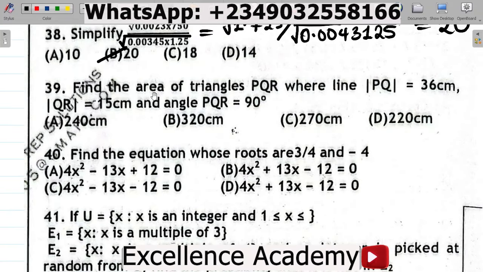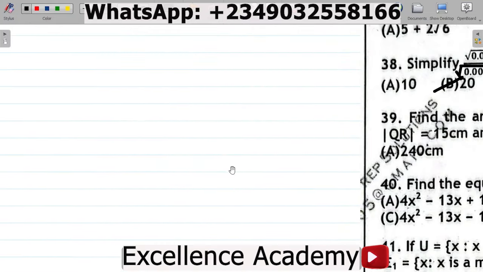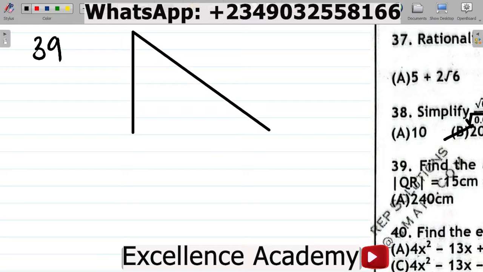39 says, find the area of triangle PQR where line PQ is equal to 36 cm, QR equal to 15 cm, and angle PQR equal to 90 degrees. So 90 degrees means it's a right angle triangle. So for 39, we're going to draw a right angle triangle. I'm just going to do this real quick. This, and then this, and then this. So this becomes P, this becomes Q, and this becomes R.